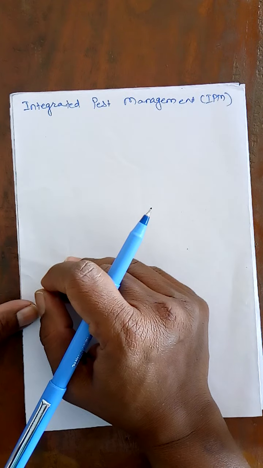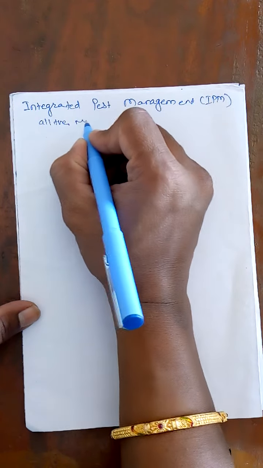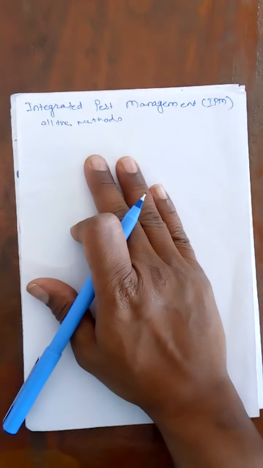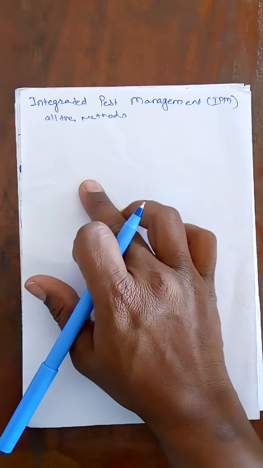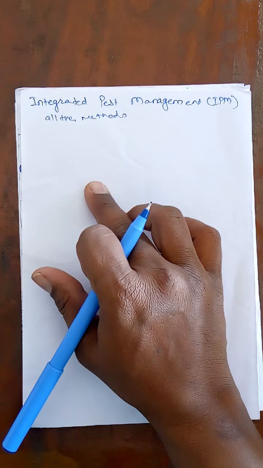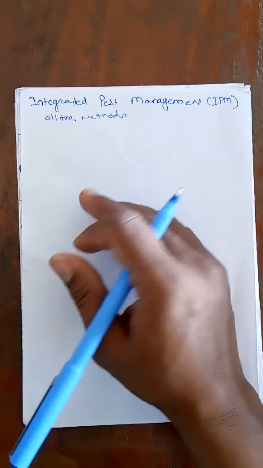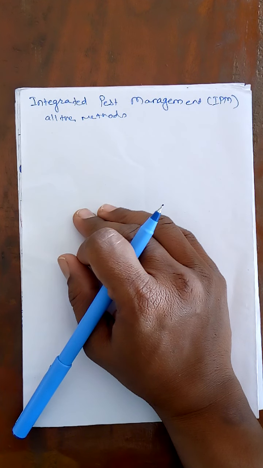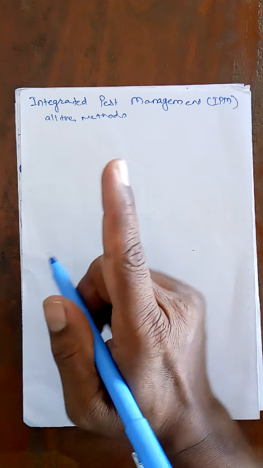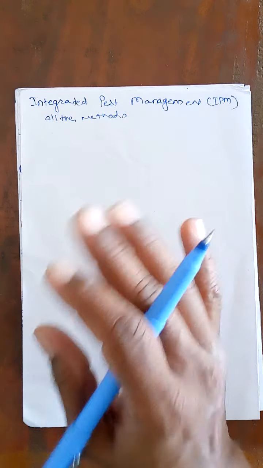So in short we can say that we apply all the methods which are known to us. Which are those methods? For example, physical control method, cultural control method, chemical control method. So these are the different types of methods. But when we study them individually, we use either a single method: either a physical method, or a chemical method, or the cultural control.